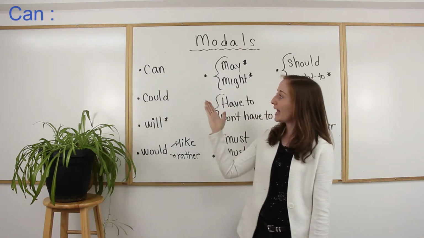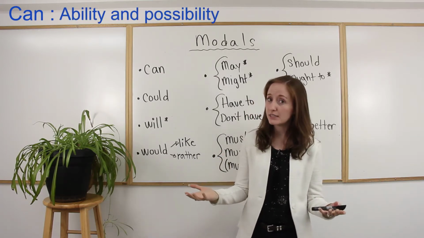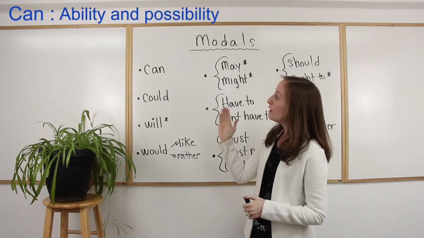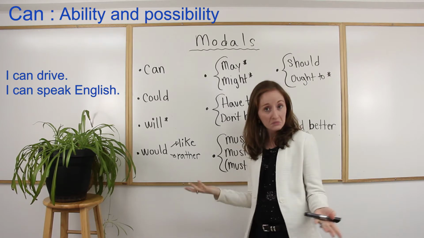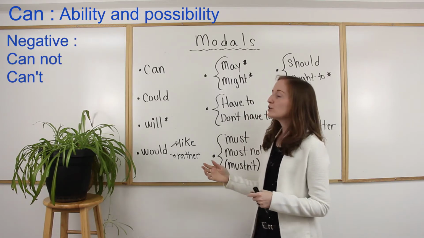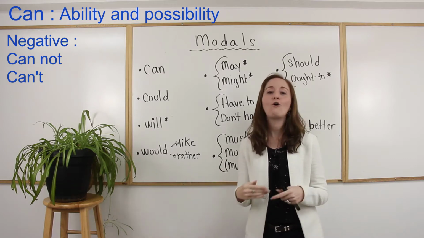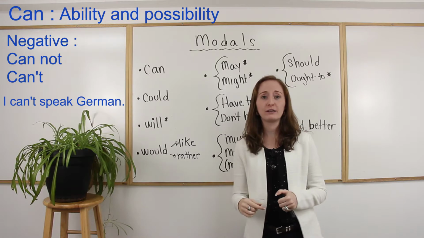So in English, can, we use it as a modal to express ability and possibility in the present and also in the future. So ability, example, I can drive, I can speak English. If I want to talk about a negative ability, I can use I cannot or I can't. Example, I can't speak German.